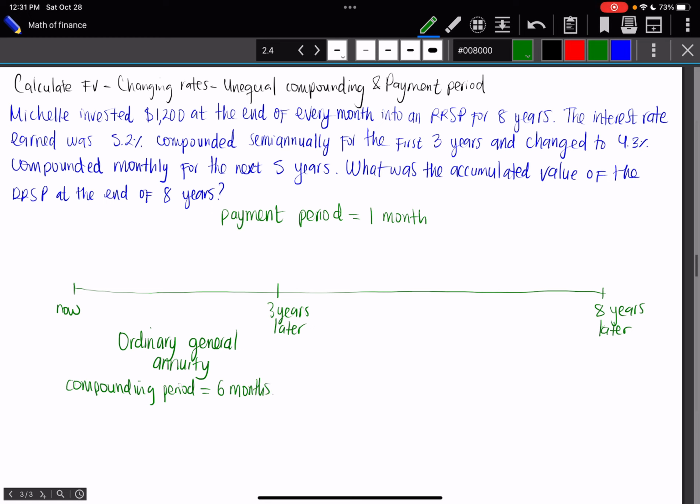But then, for the next 5 years, the interest changes, but interest is compounded monthly. So for the last 5 years, the compounding period is 1 month. And that coincides with the payment period. So for the next 5 years, what we have is an ordinary simple annuity.